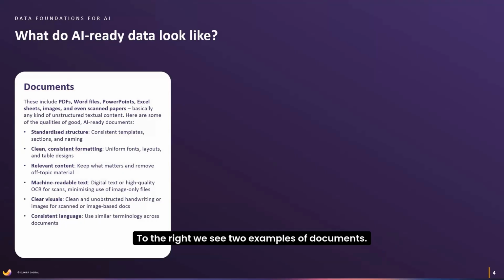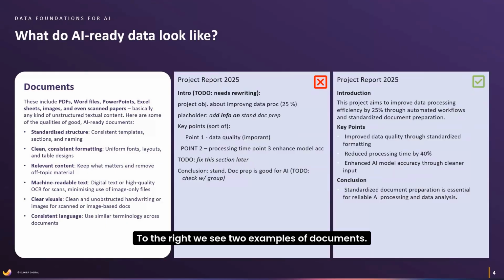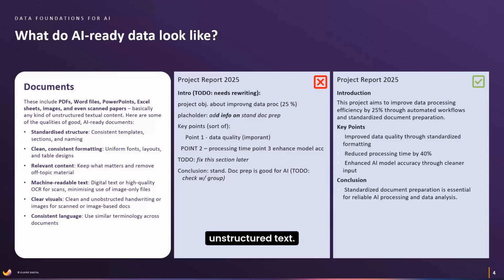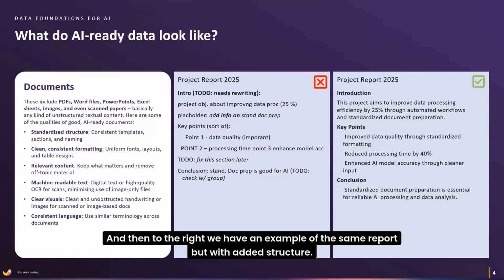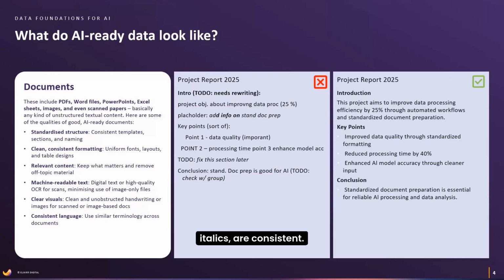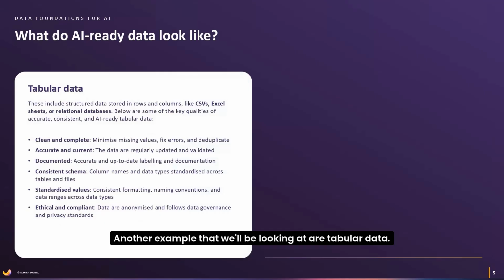To the right, we see two examples of documents. The left one is an example of a poorly structured project report. We see bolded text that is inconsistent, inconsistency in uppercase or lowercase, to-dos, fixes, and just overall unstructured text. And then to the right, we have an example of the same report, but with added structure. So sections are clearly divided, the language is consistent, and formatting as well as any decorations such as bold or italics are consistent.